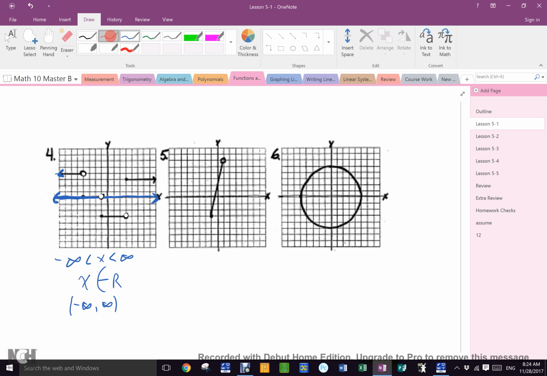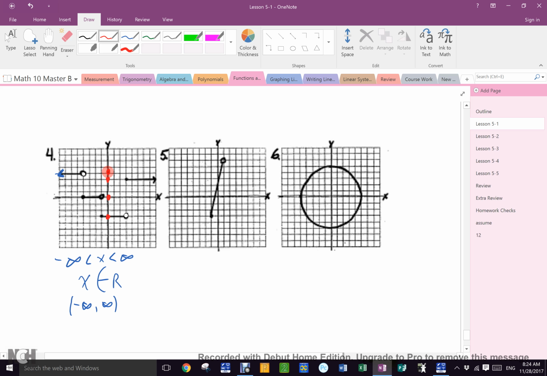Now, I'm going to look at the y values and y values only. So I'm done with the x. Now, where do I have a y value? Well, I've got one right there. I've got one right there. I've got one right there. And I've got one right there.